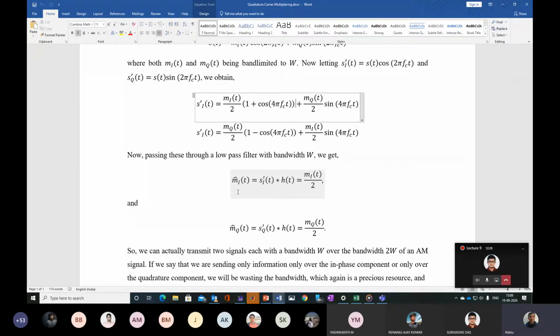Do the subscripts I and Q have a significance? Yes, in phase and quadrature. The signal multiplying the real part, the cos 2 pi f_c t, is called the in phase component, and the signal multiplying the sin 2 pi f_c t part is called the quadrature component, since they are in phase quadrature, or they have a pi by 2 phase difference.